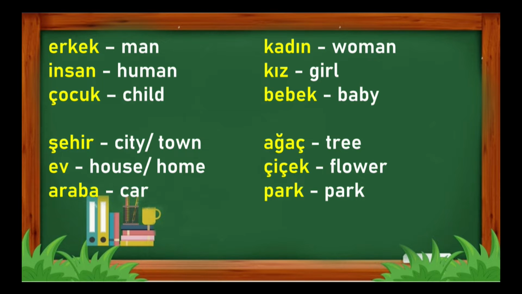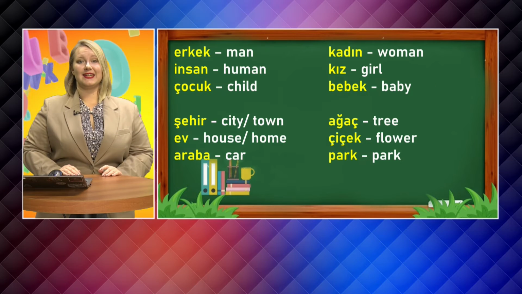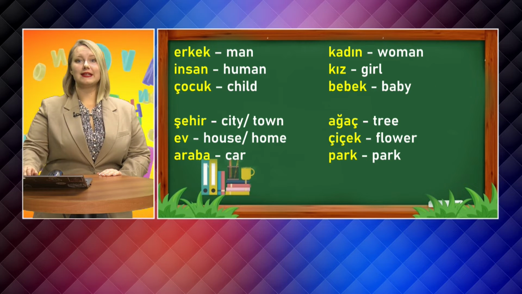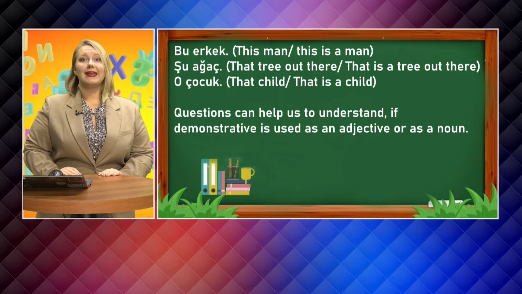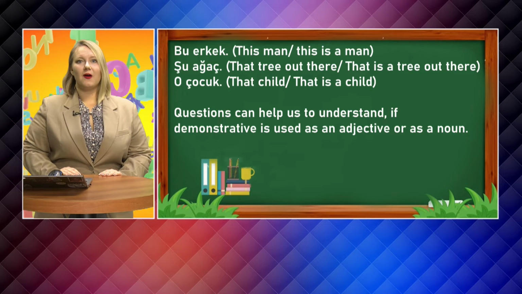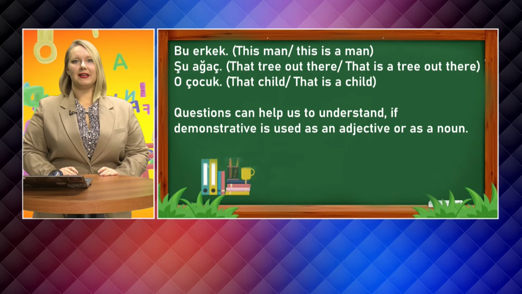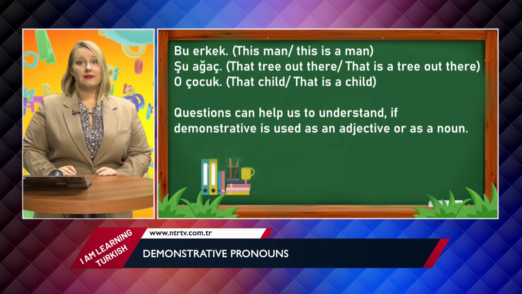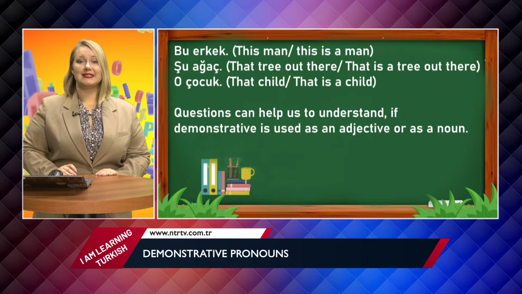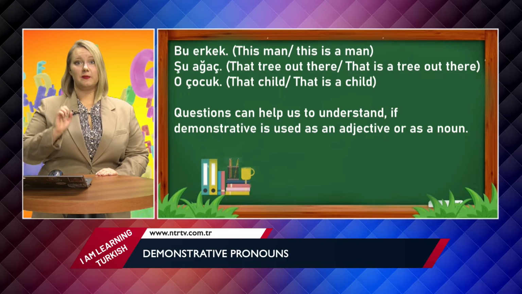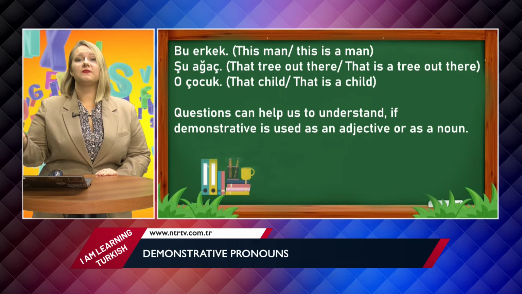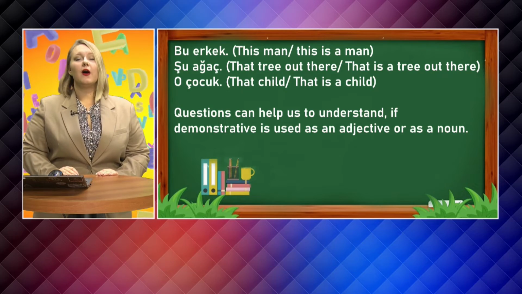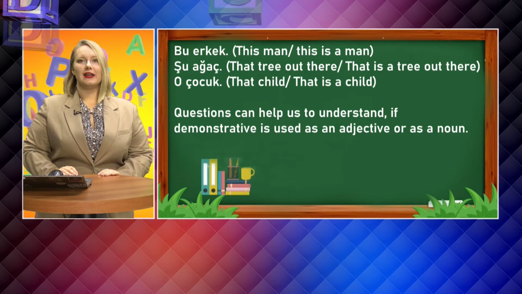Let's try to form our first sentences in Turkish with those words. As an example, bu erkek, this man or this is a man. Şu ağaç, that tree out there, and that is a tree out there. As we remember, it means that the tree is not far. And o çocuk, that child or that is a child.